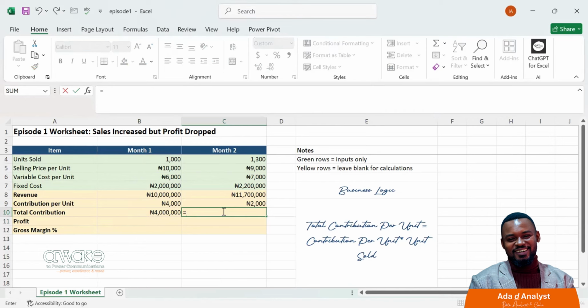Let's do that for month two. We'll say equals contribution per unit multiplied by units sold. So that will give us that.